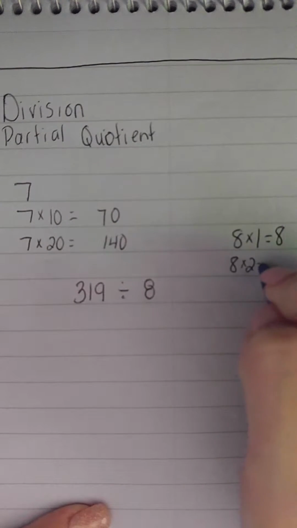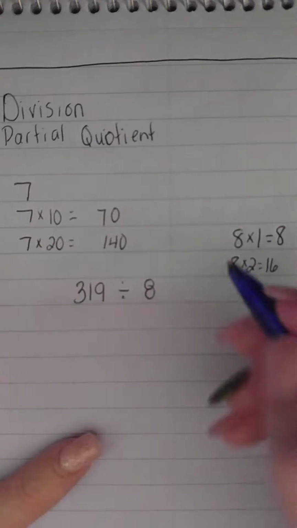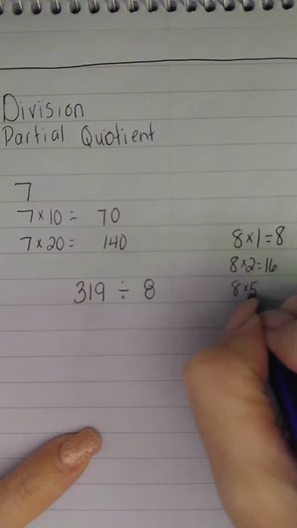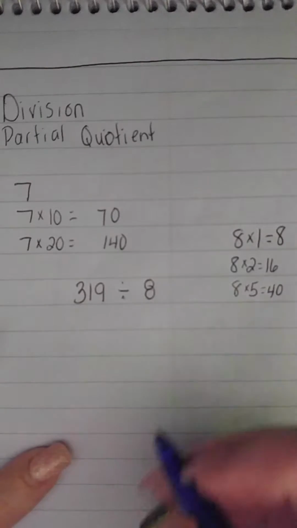So 8 times 2 is 16. And remember, you can use multiples of that. I could use 8 times 10, which is 80, 8 times 20, which is 160. Let me go ahead and put 8 times 5. These are all multiplication facts that kids either know by heart or can gather very easily. They know how to count by their 5s. They know their doubles. And obviously, they know their 1s tables.